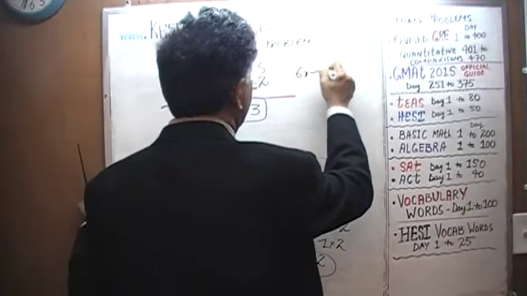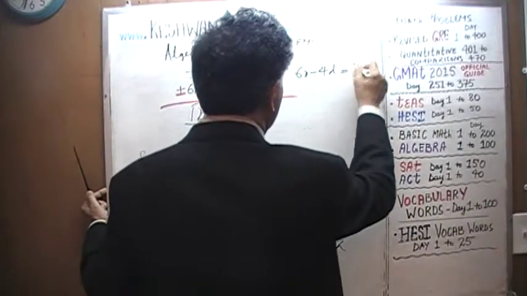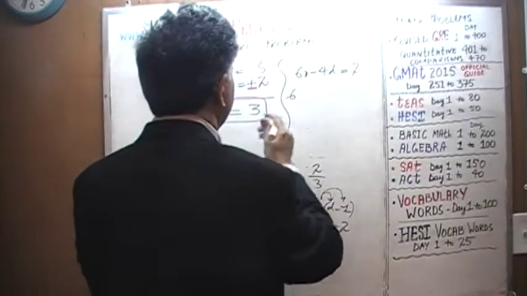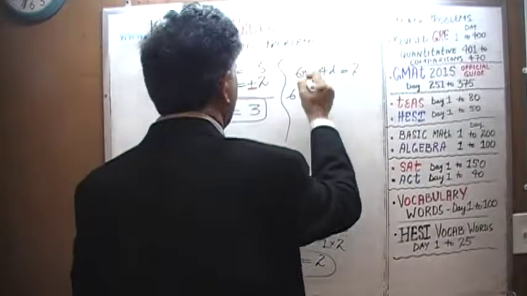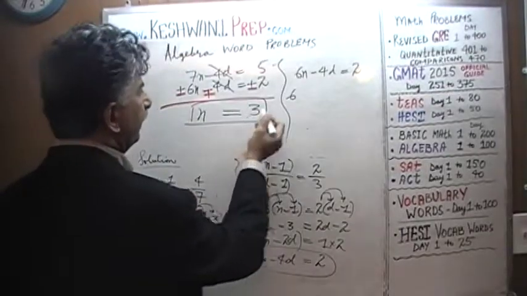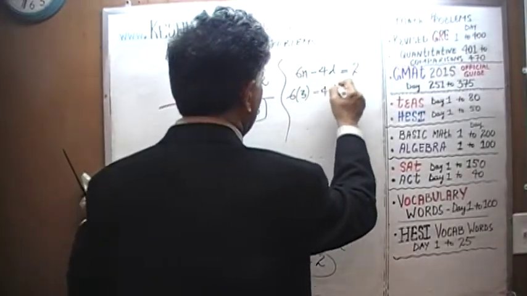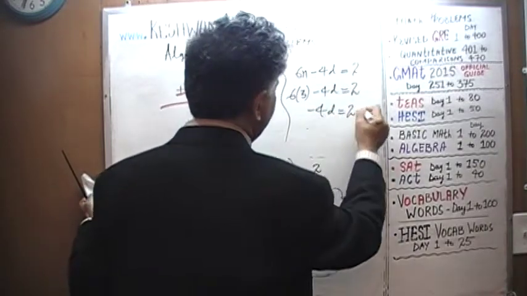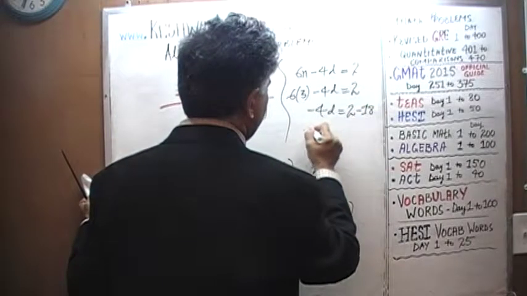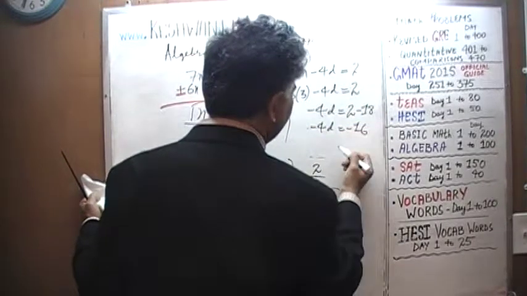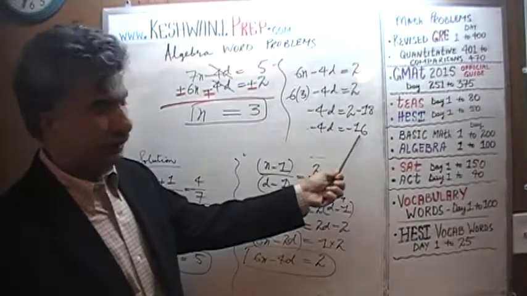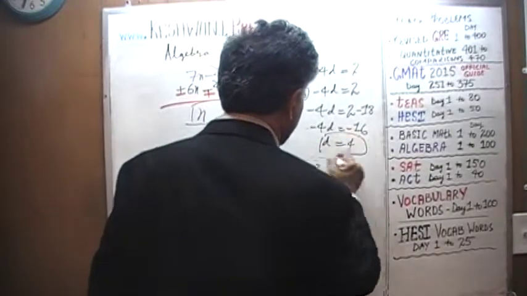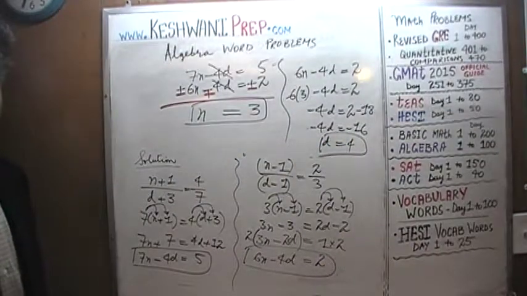6n minus 4d equals 2, we are told. 6n right here, minus 4d, and n we know is 3. Minus 4d equals 2 minus 18, which means negative 4d equals negative 16. 2 minus 18 is going to give us negative 16. Negative 4d equals negative 16, which means d must be 4. There we go.